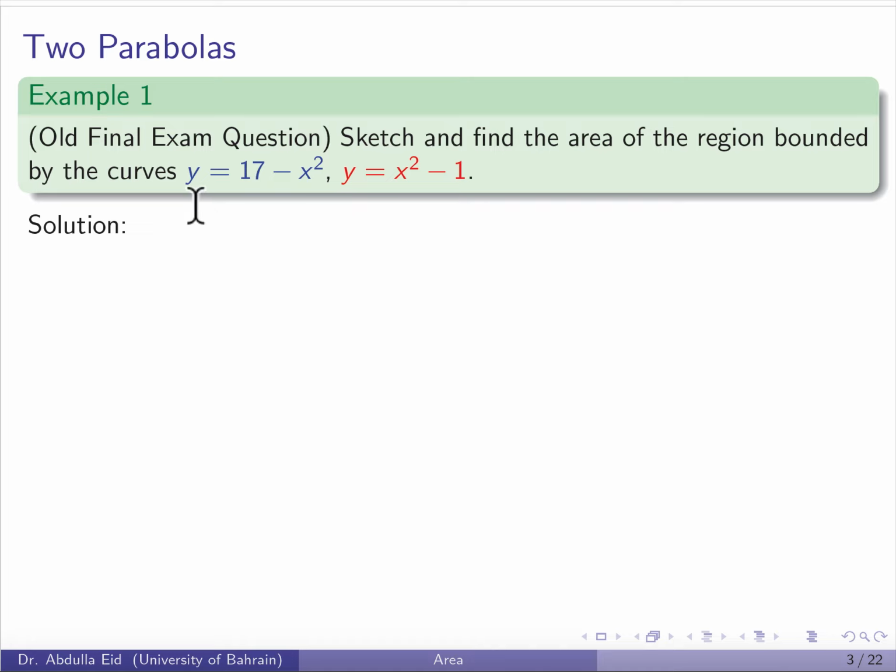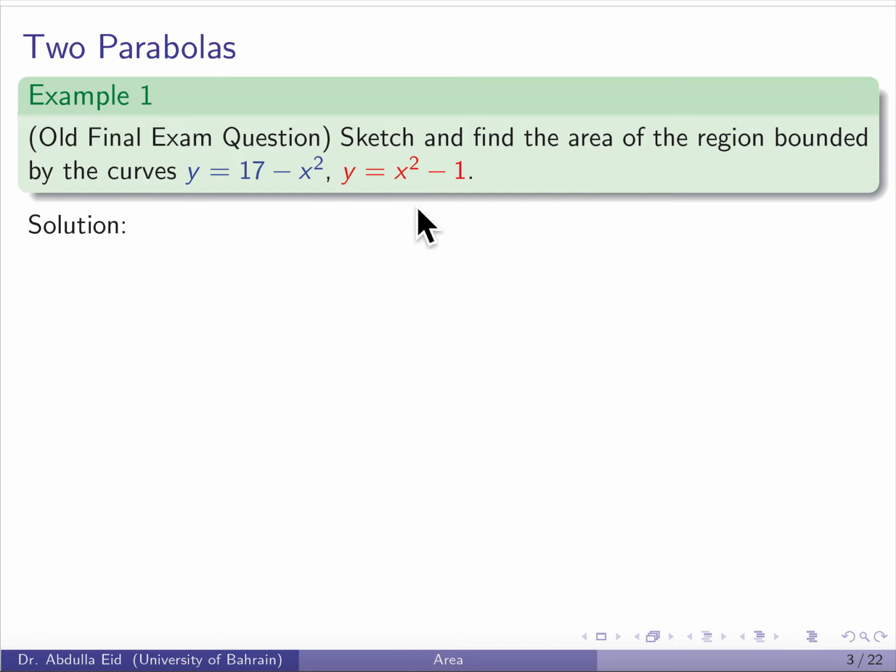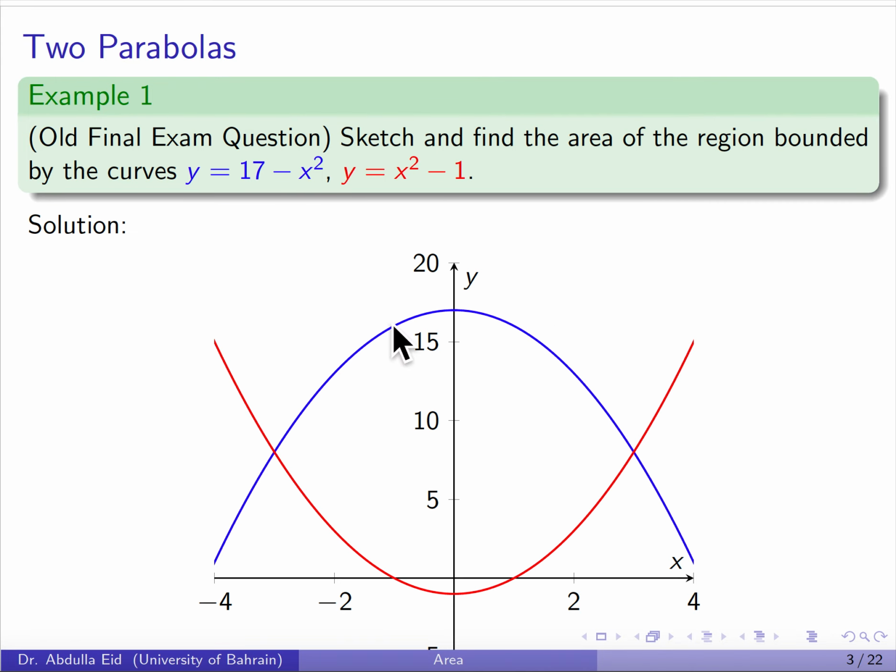For example, if you look at the one in blue, which is this one, the number in front of x squared is -1. That means the parabola will be downward. While the one in red, the number in front of x squared is 1, which is positive. That means the parabola is open upward. So if we sketch them, we have to sketch one that is downward, which is the blue one, and one looking upward, which is the red one. Of course, as you can see in the picture, they intersect at 2 points.